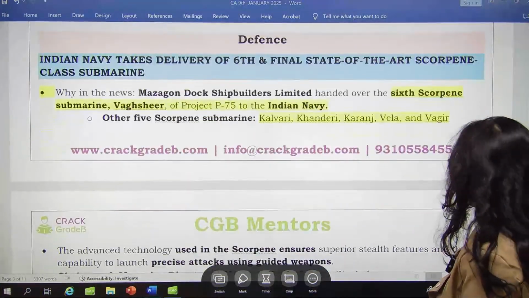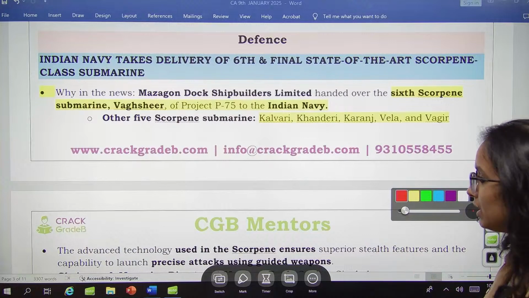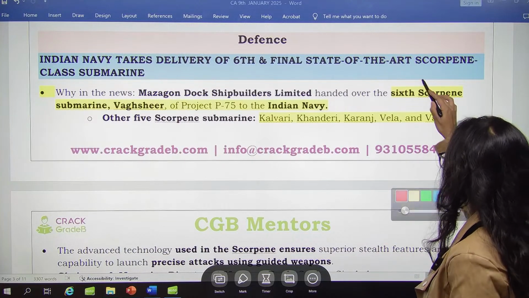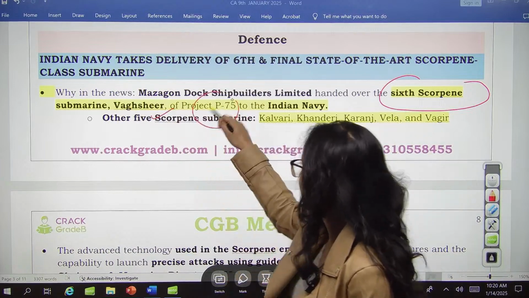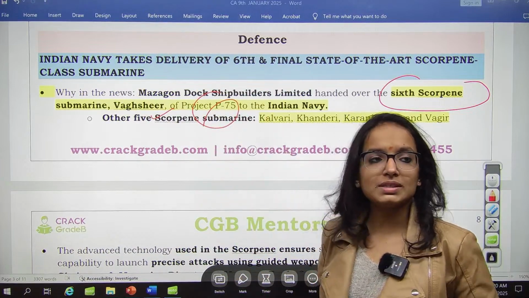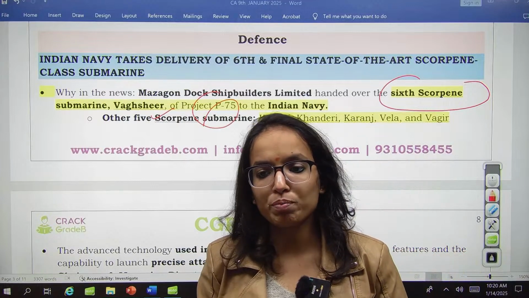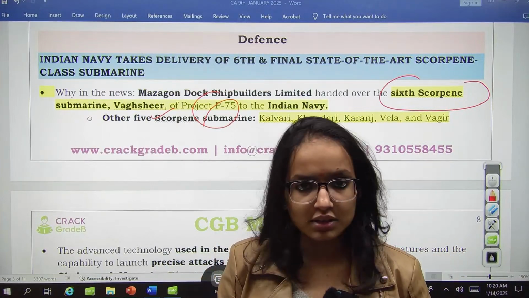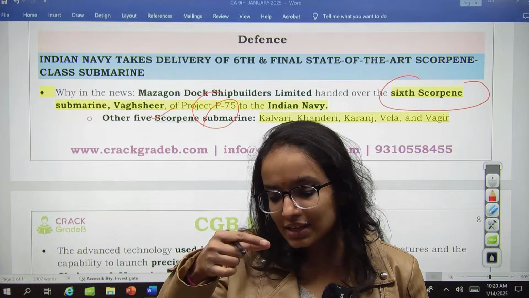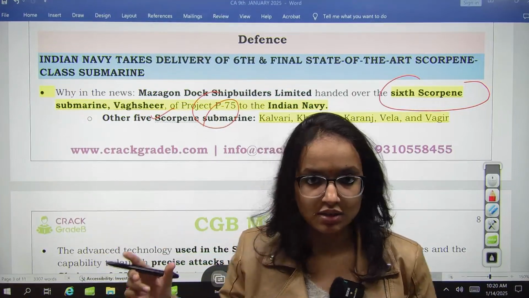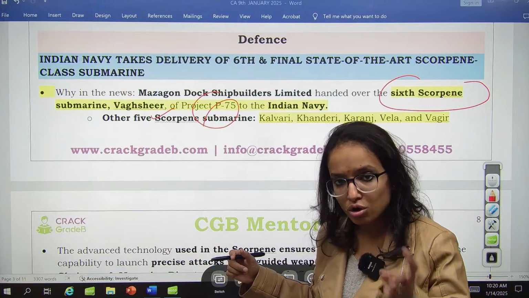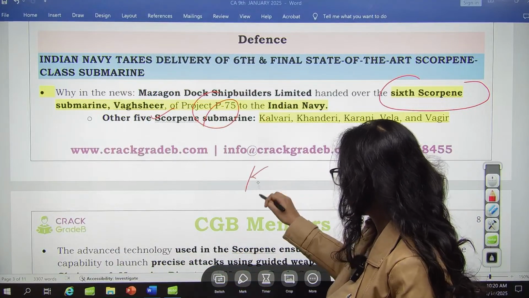Talking about defense, so defense में you have Mazgaon Dock Shipbuilders Limited handed over 6th Scorpion or Calvary class submarine Vagshir of Project 75 to Indian Navy. Project 75 क्या है Indian Navy का? They want to promote indigenous naval vessels under this, right? उसमें 6 vessels they have developed, what we call as Calvary class submarines. Internationally, it is known as Scorpion class, but India में it is known as Calvary class.